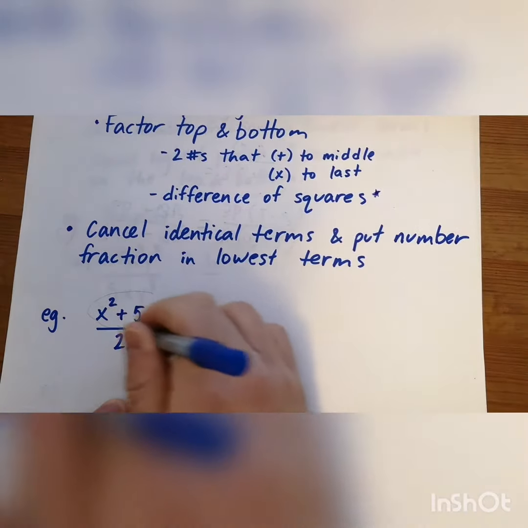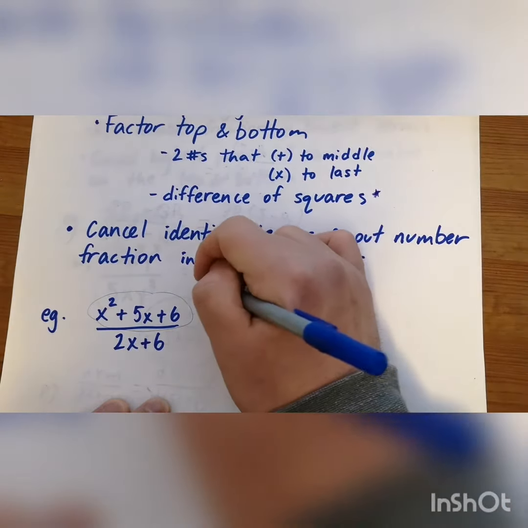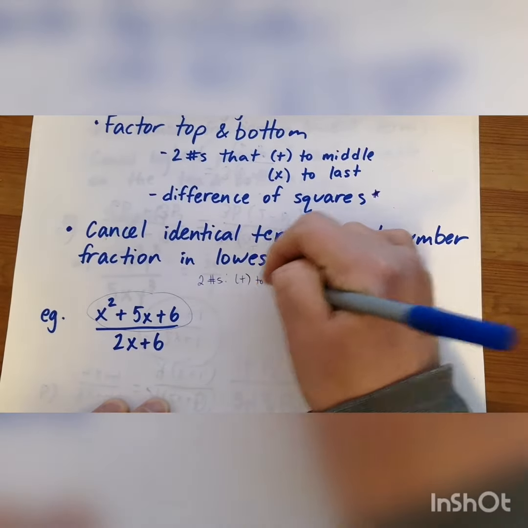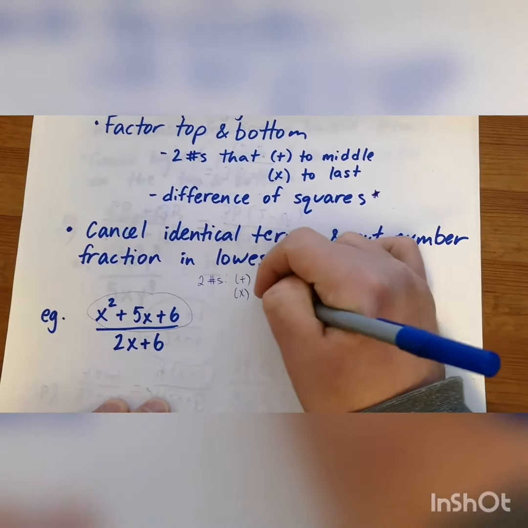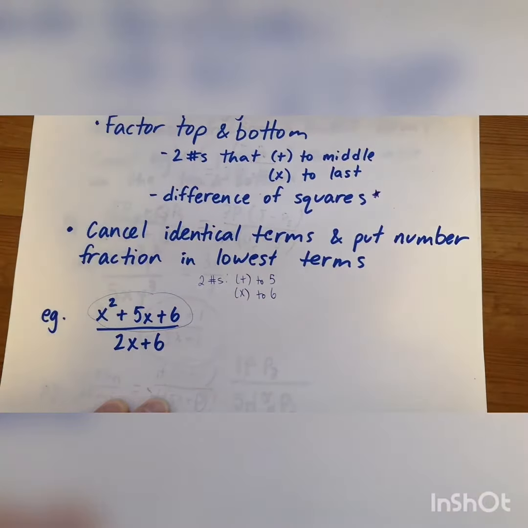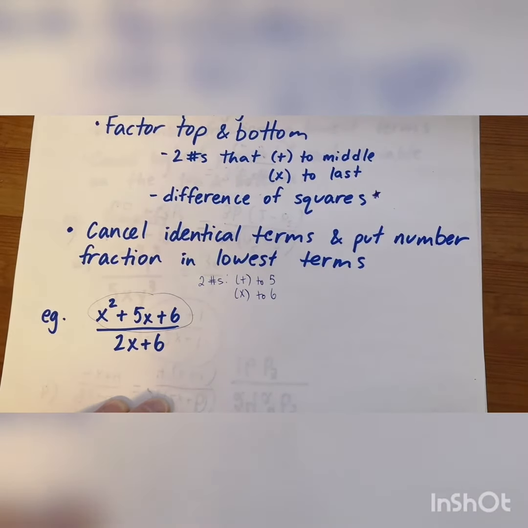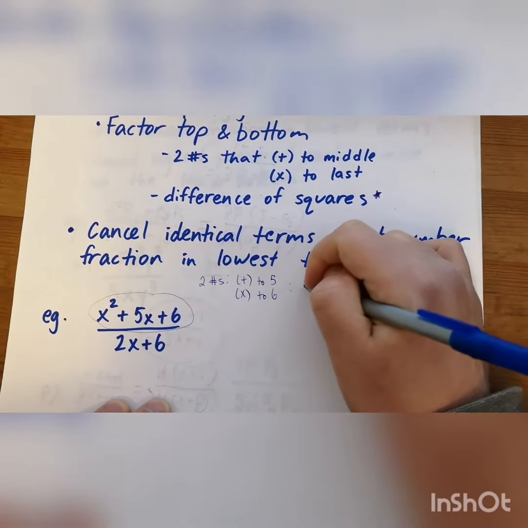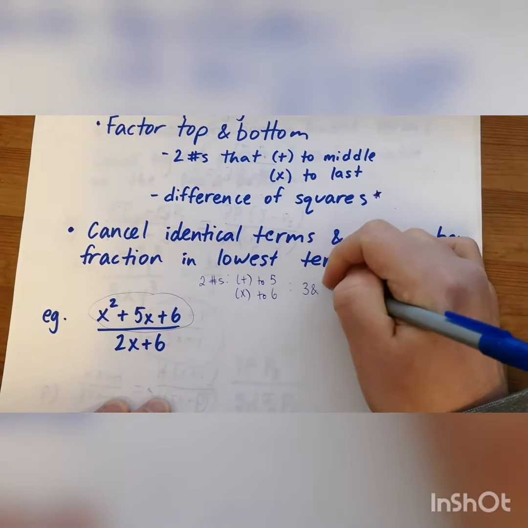I'm going to look at the top because it's my trinomial. I need two numbers that add to 5 and multiply to 6. Okay, so you would have done this in grade 10. Hopefully you got good at it. Hopefully you had a teacher who took all the joy out of your life and made you do this 1,000 times, because that makes my job easier now. All right, so two numbers that add to 5, multiply to 6. I hope you're thinking that's going to be 3 and 2.